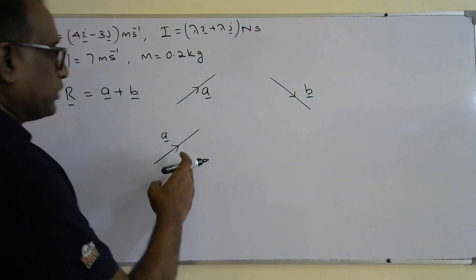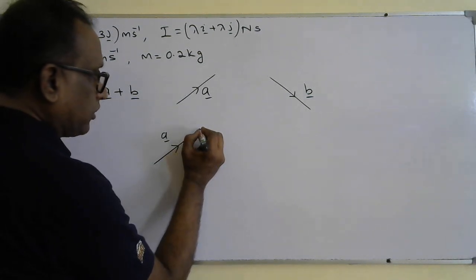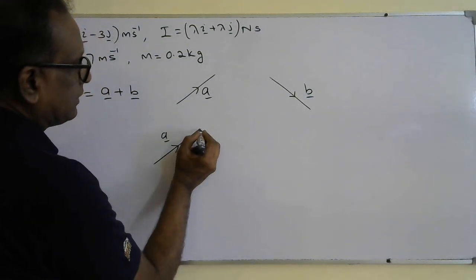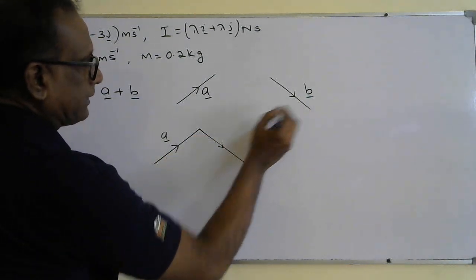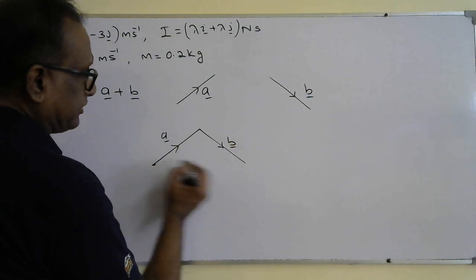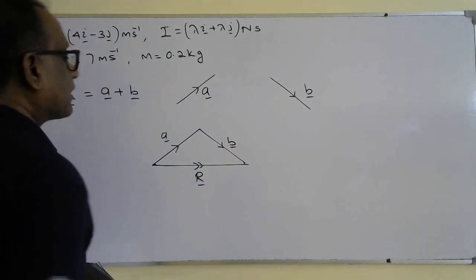So vector A, I drew it first, parallel to A. Then vector B should be drawn from the end of vector A. This is vector B. It should be parallel to this one. The length of vector B indicates the magnitude of vector B. Then connect the initial point of the first vector and the final point of the last vector. That gives the vector R.